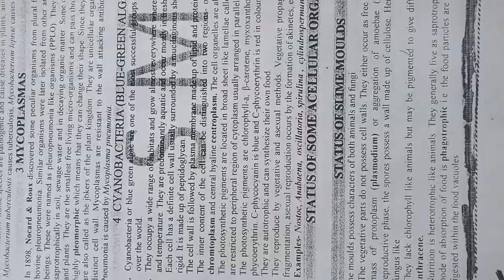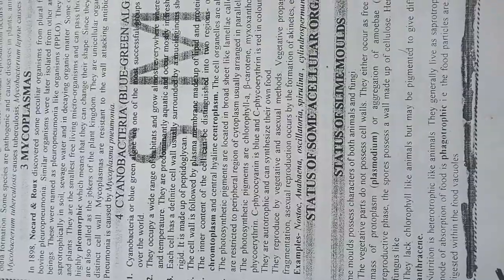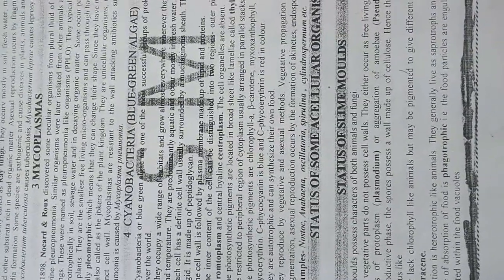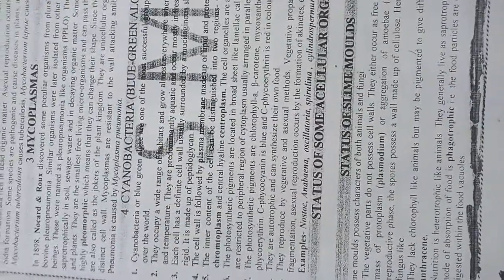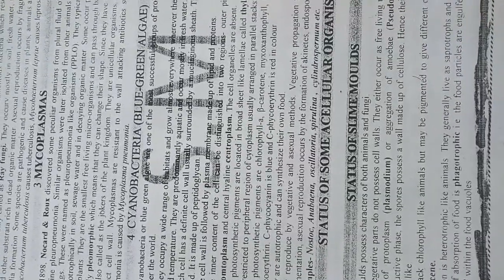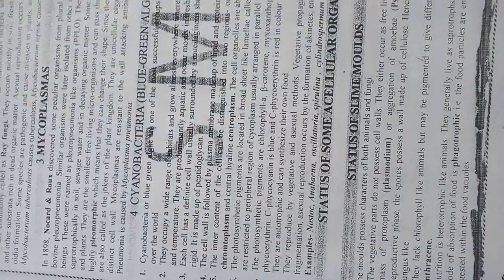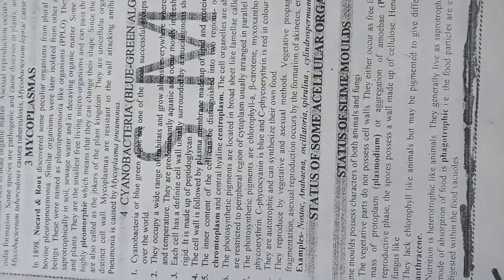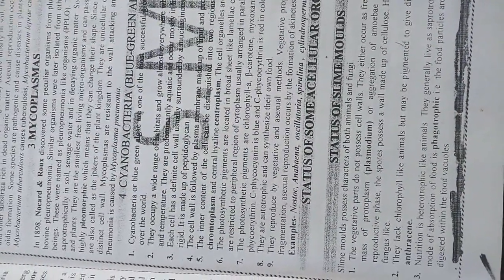are as follows. Number one, cyanobacteria or blue-green algae are one of the most successful groups of prokaryotes distributed all over the world. So the first general character of these cyanobacteria is that these are prokaryotic organisms which are distributed all over the world. That means they are found everywhere, anywhere in the world.